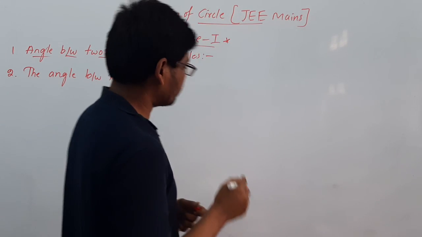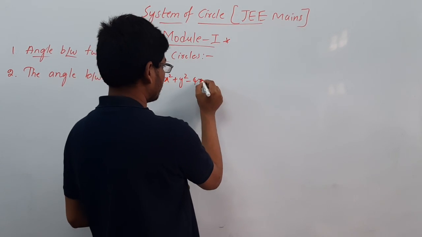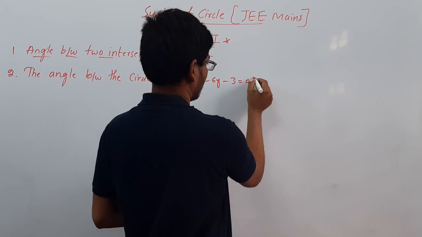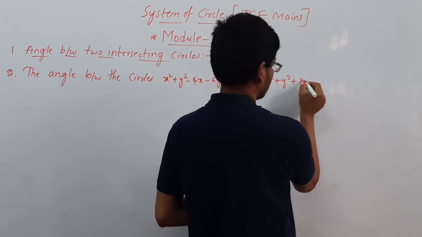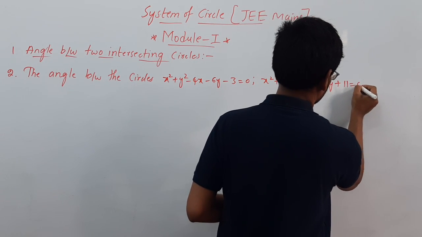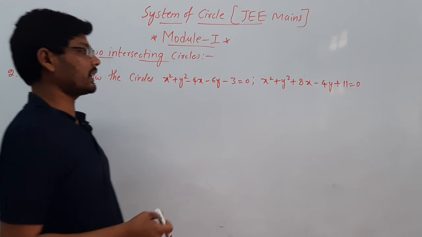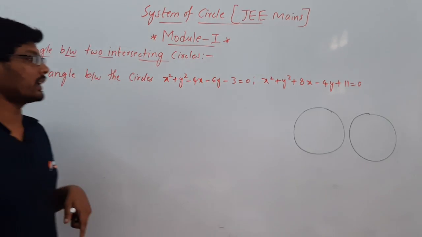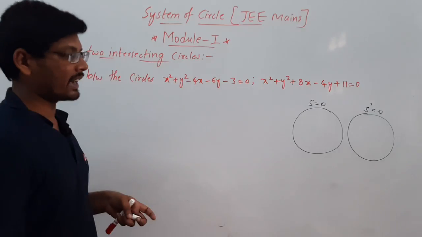The circles are x square plus y square minus 4x minus 6y minus 3 equals 0, and one more circle, x square plus y square plus 8x minus 4y plus 11 equals 0. Here two circles are given, S equals 0 and S dash equals 0, and we need to find the angle between these two circles.